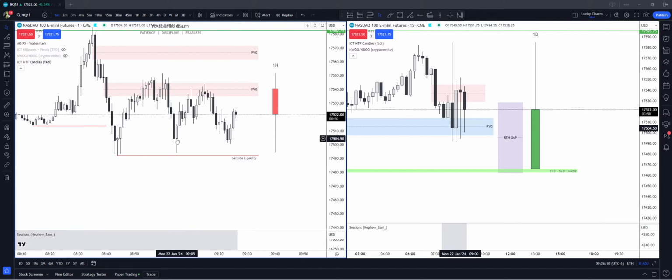The 905, yeah, I mean, that is a rejection block. But again, rejection blocks, any PD array has to be in line with whatever the lower time frame narrative or the higher time frame narrative is. But yeah, you are correct.